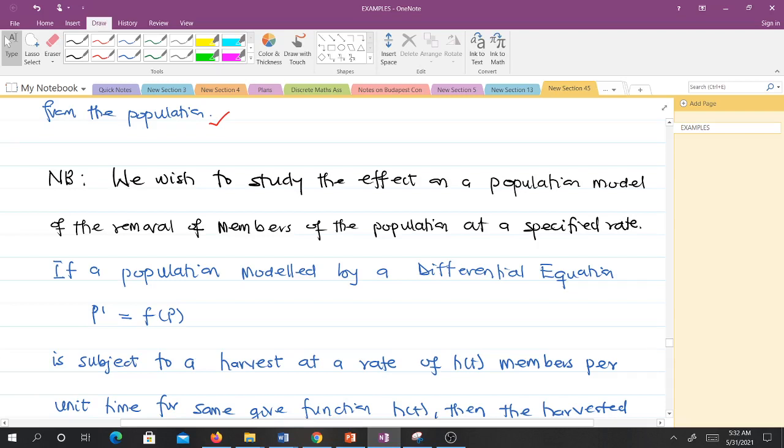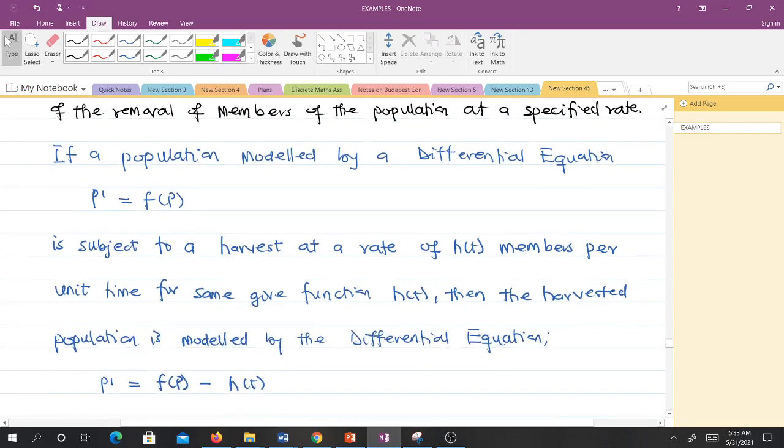We would always want to study it, because if we just remove the members anyhow, it could be that at a point in time the population will go into extinction. So we want a mathematical model which will help us make such important decisions when it comes to removing some of the members of the population. And that's what the harvesting model seeks to address.